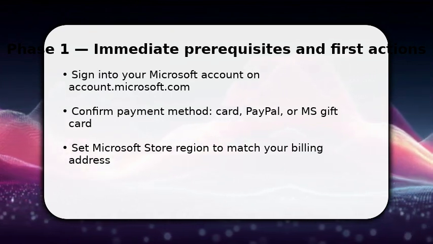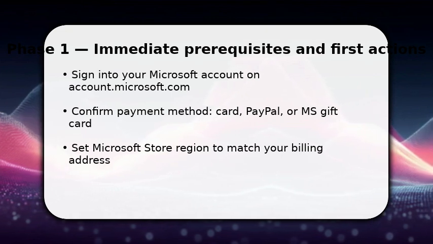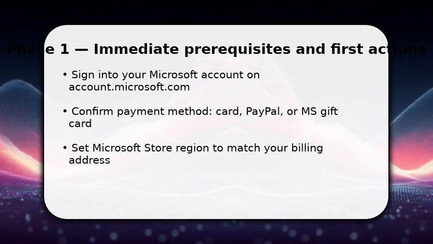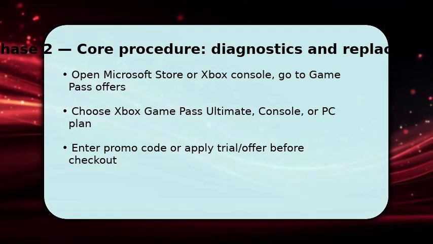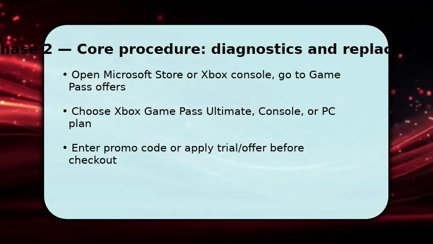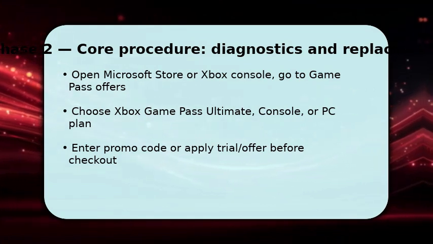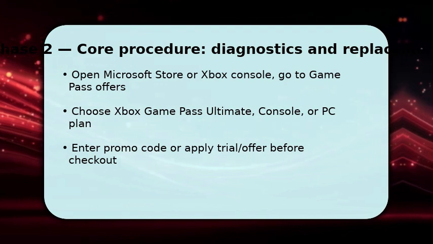Finally, have any promo code or gift card on hand. You'll redeem that in the next step to get 3 months. Now you redeem and choose the correct plan. On PC or console, navigate to the Game Pass offers page, then select Xbox Game Pass Ultimate if you want cross-platform benefits. Otherwise, pick console or PC.